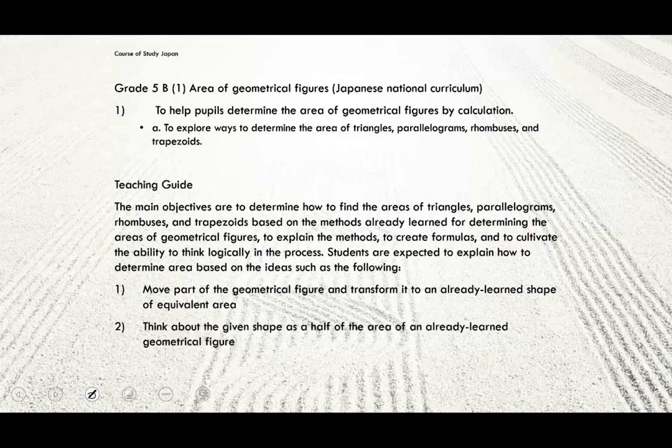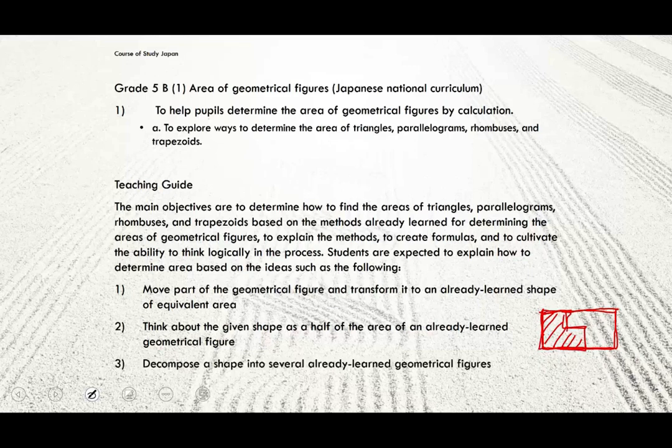2. Think about a given shape as half of the area of an already learned geometric figure. Remember, we talked about finding the area of this shape previously. And if you add this, think about a given shape as half of an already learned shape. The already learned shape is a rectangle. That's why we look at this L shape as half of this one, so that you can use that kind of idea. We want students to use it.